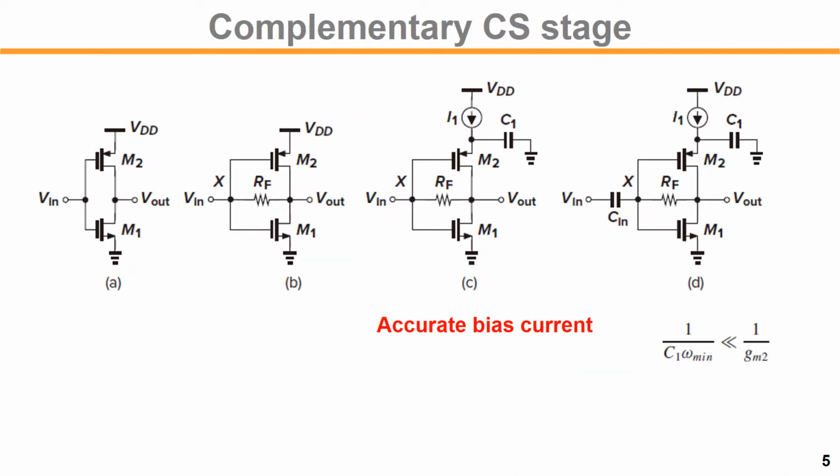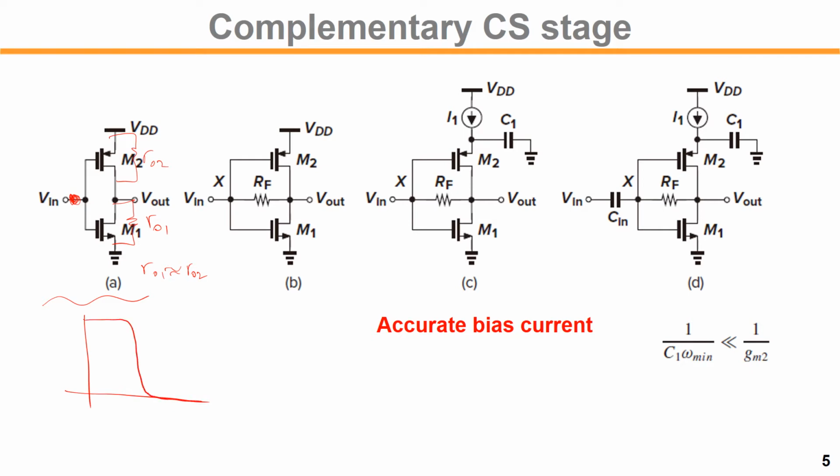In the complementary CS stage amplifier here, how do we bias this properly? This is a very high gain amplifier. This is RO1 and RO2, and they are similar, so we have very high gain. So if your voltage biasing is a little bit off from the optimum, then your output common mode will be stuck to VDD or ground.